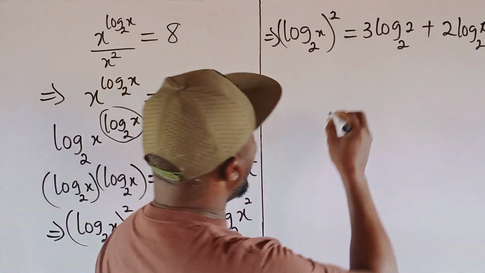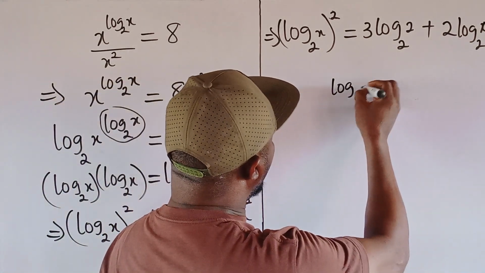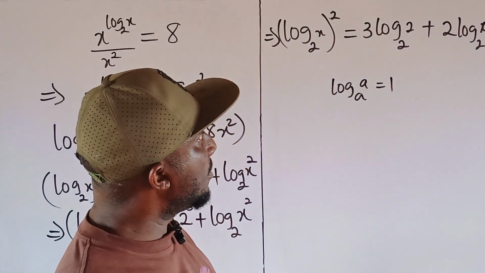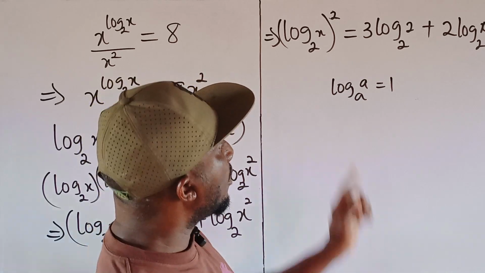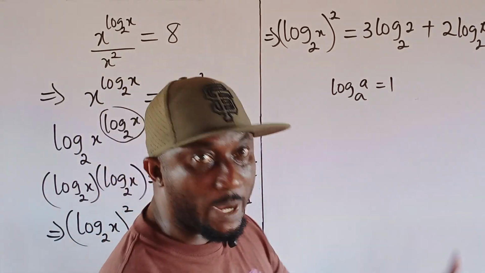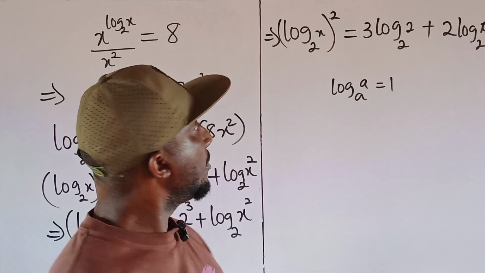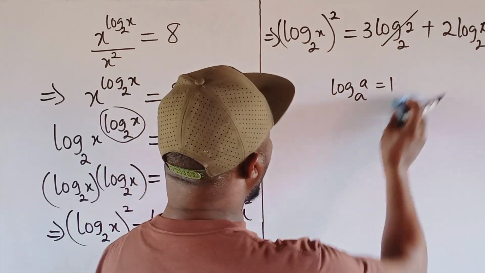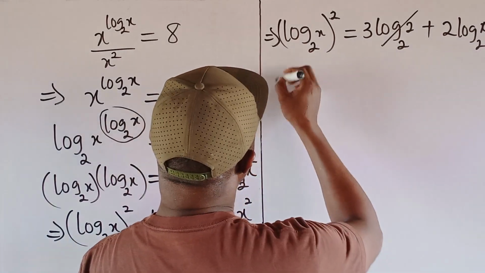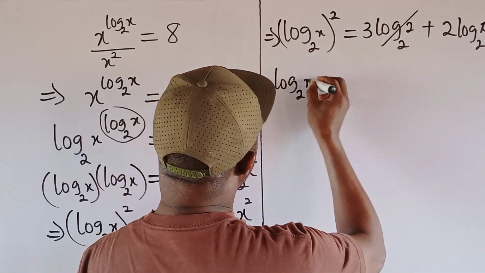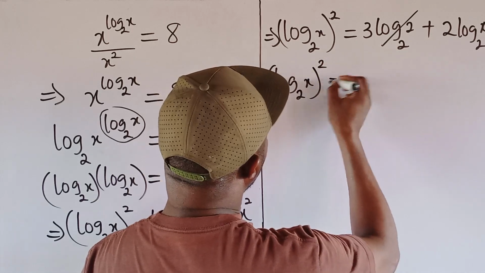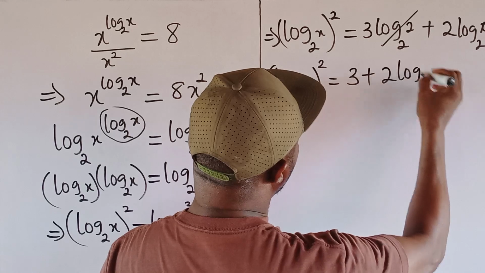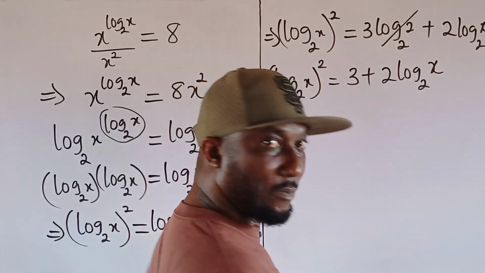Now, log to the base of a of the argument a is equal to 1. This is also a theorem in logarithm. Like I would say, log to the base of the same argument is always equal to 1. So, log to base 2 of the argument 2 is 1. We shall then have log to base 2 of the argument x whole squared equal to 3 plus 2 log to base 2 of the argument x.